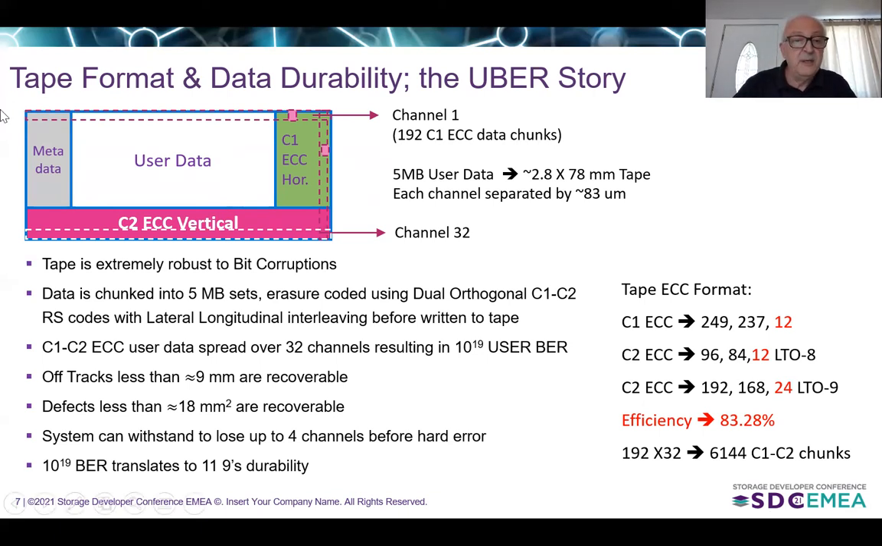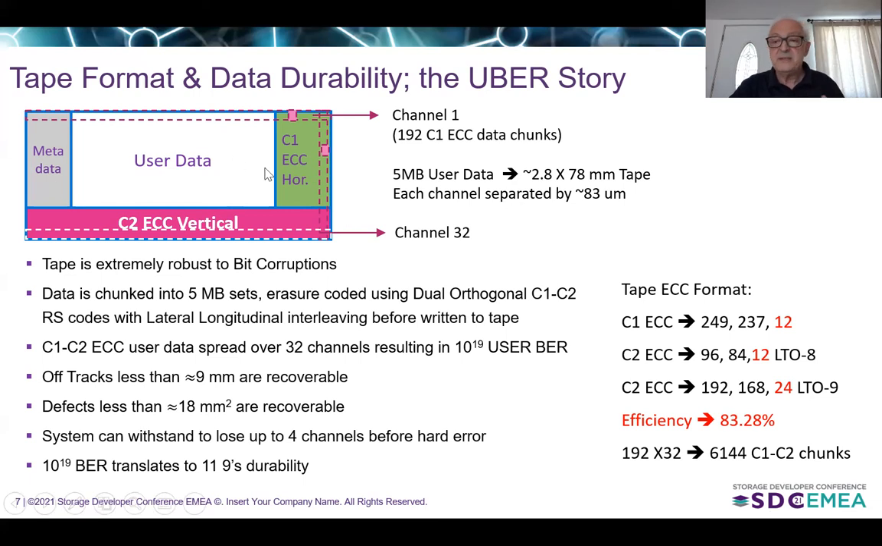Data is shown here in the white box. Any data you send, records, gets broken into 5 megabyte chunks, and these are data sets. It gets added with metadata and row encoded with C1 ECC, column encoded with C2 ECC. This particular data set is broken into 192 columns and 32 rows. Why 32 rows? Because there are 32 different physical channels.